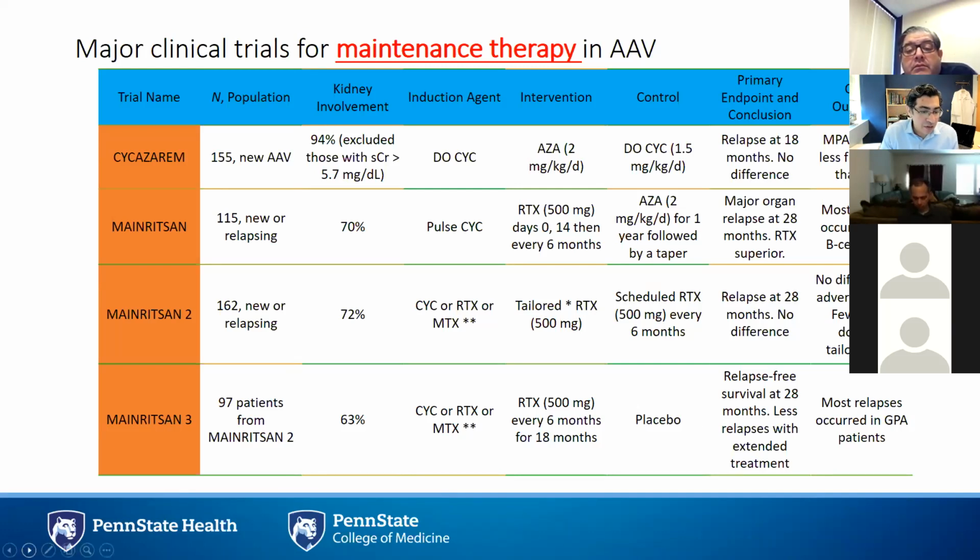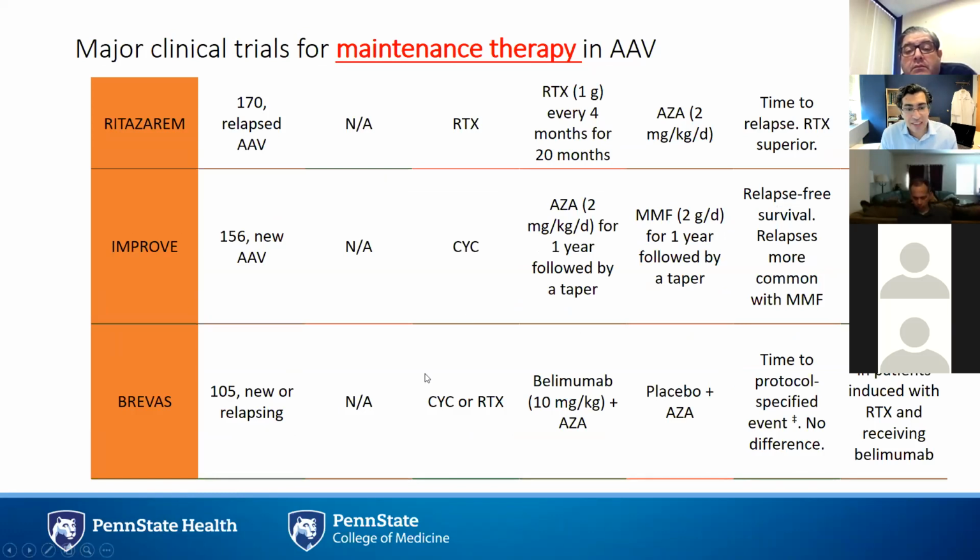There are some other trials as well for the maintenance therapy, RITA-ZARM, which is 170 patients. And these patients who had induction with rituximab and got rituximab 1 gram every 4 months for 20 months, as compared to azathioprine, and rituximab was superior in this trial as well.